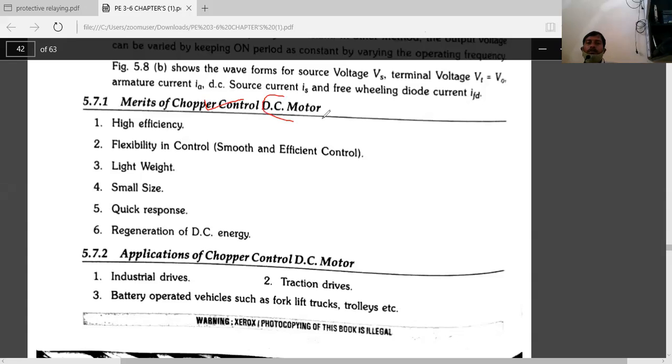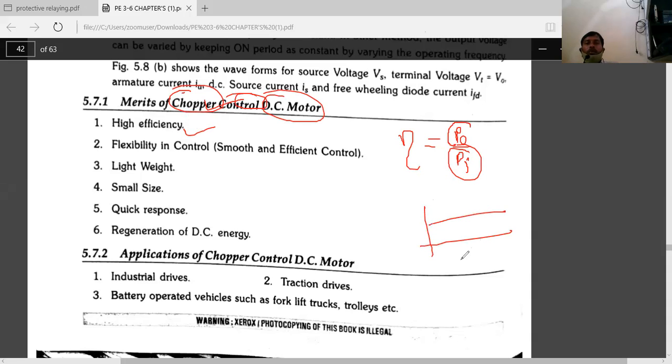Merits of chopper using DC motor, speed control of DC motor with the chopper. What are the merits? High efficiency, because the efficiency formula is nothing but output power by input power. Whatever the output we get, nothing but this is the constant input. We are utilizing only this portion only. So output will be more, and we are using only this portion as an input.